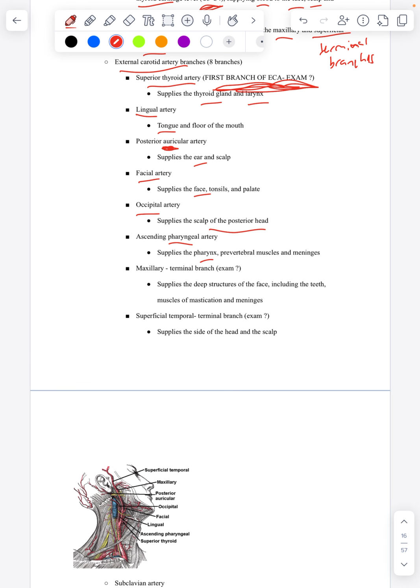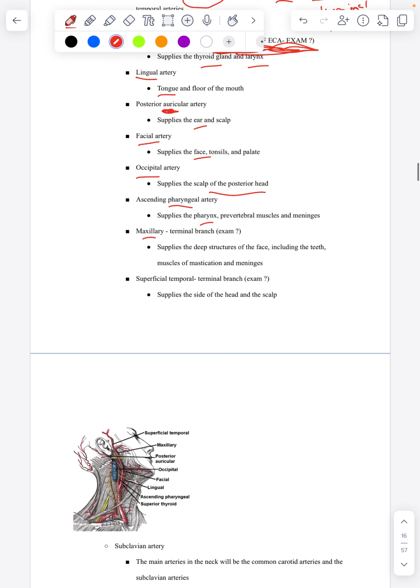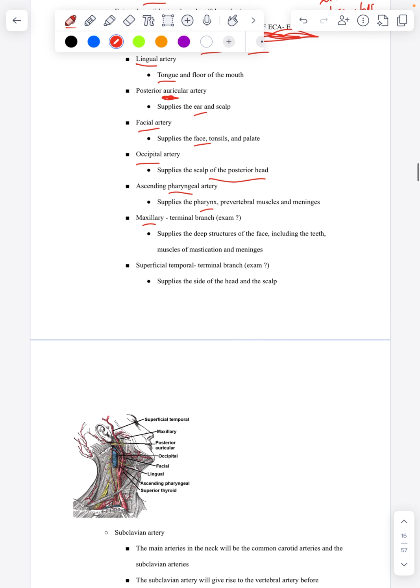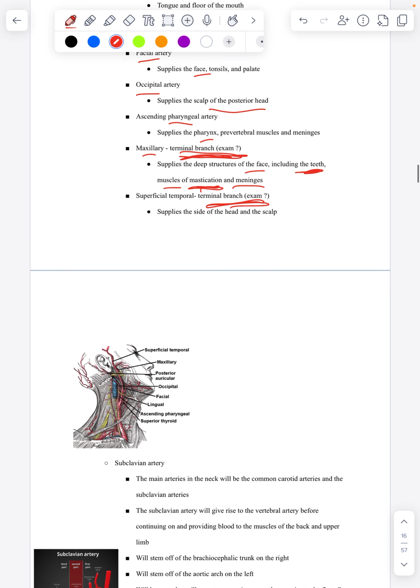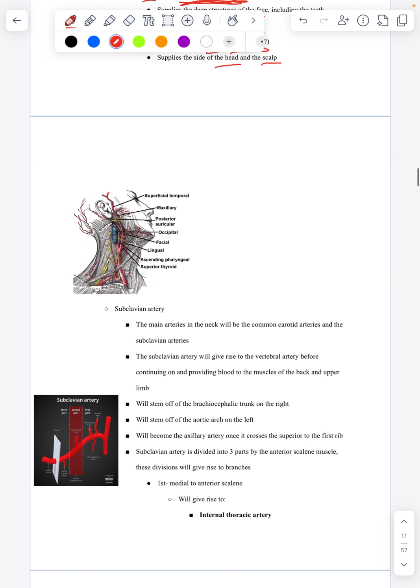Ascending pharyngeal, pharynx. Maxillary is going to be, so we're talking about like cheek side, a little bit higher up, so it's going to be the deep structures of the face, including the teeth, more like upper teeth, and then mastication, muscles of mastication, which is like your chewing muscle, and meninges. And then superficial temporal, also another terminal branch. So these are both terminal branches. This will do side of the head and the scalp. And you can see that all the way here.